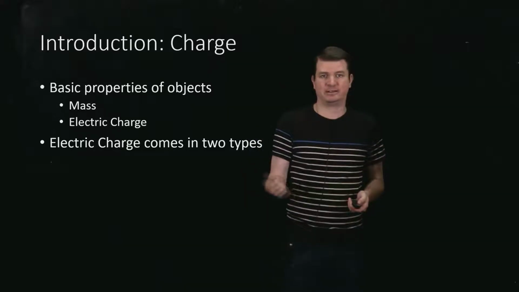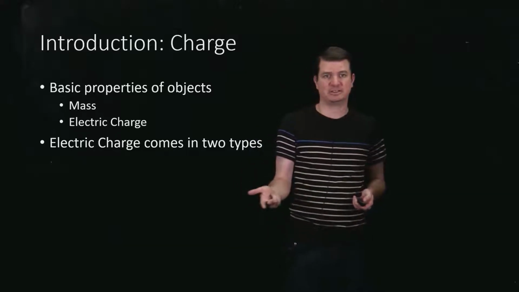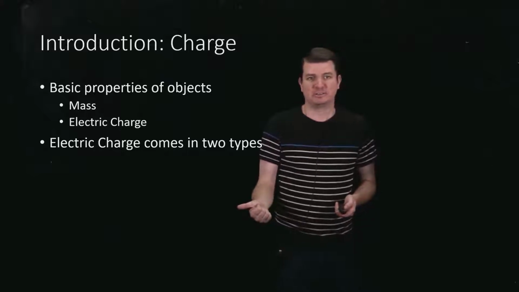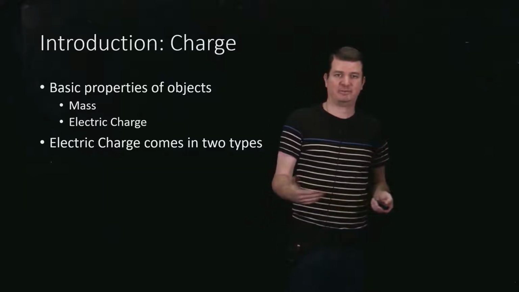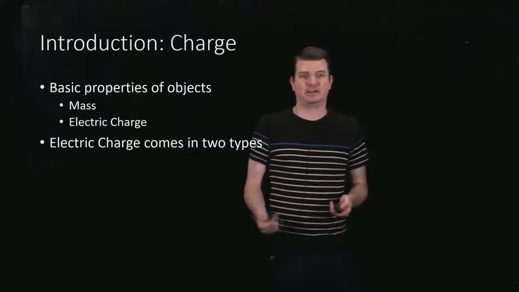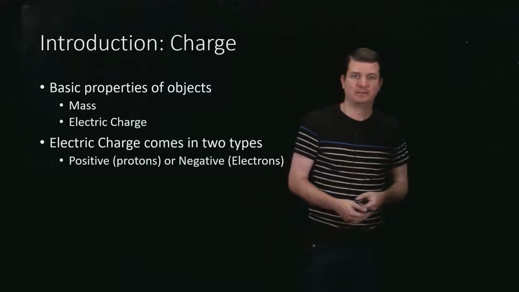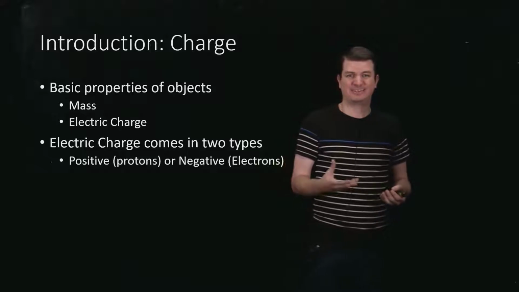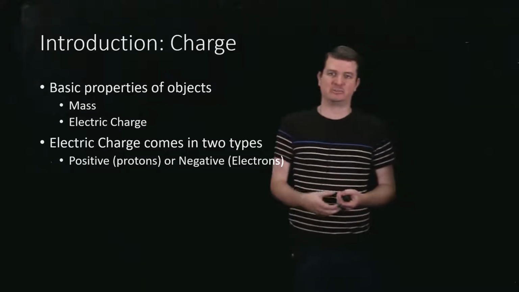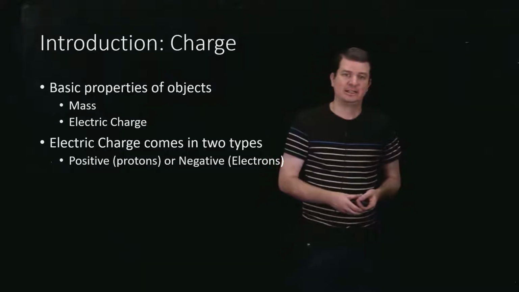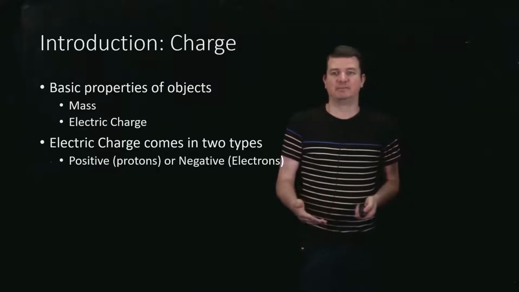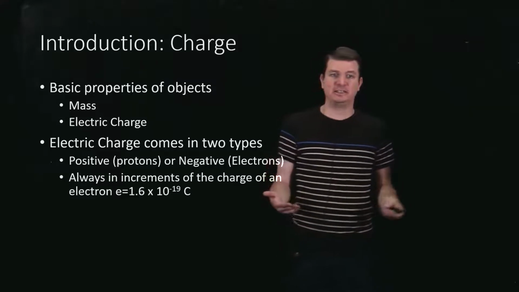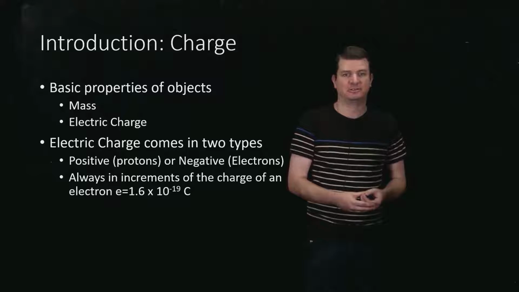So if you think about it, atoms have protons and neutrons and electrons. Protons are the ones which have positive charge, and the electrons are the ones carrying the negative charge. So that's pretty interesting. There's a consequence of this too. Electrons are fundamental particles. You cannot break them up into anything smaller. And so in nature, you will only ever find that charges are in increments of the charge of an electron.